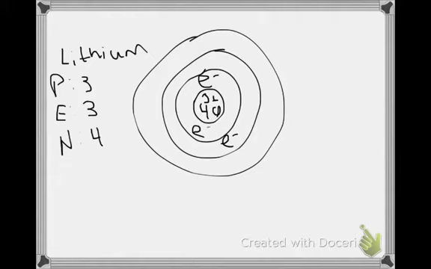Now, before we said 2 can go in the first, and then we have a maximum of 2 there. And we said the second shell can have 8. Well, I only have 1 more that I need to place in that second shell, so I'm only going to place 1 of the total 8.